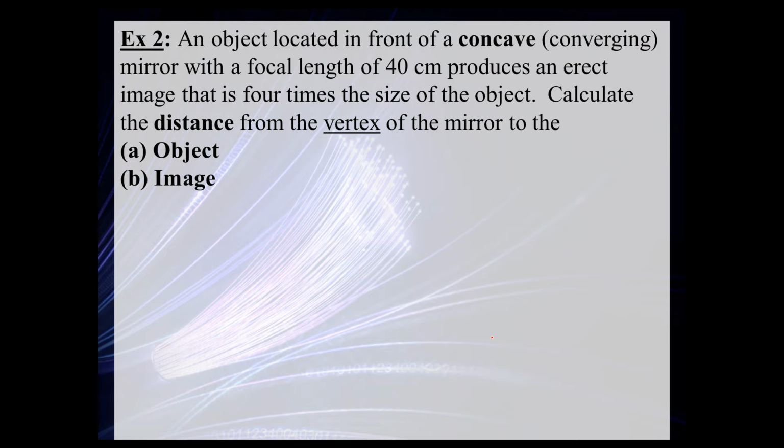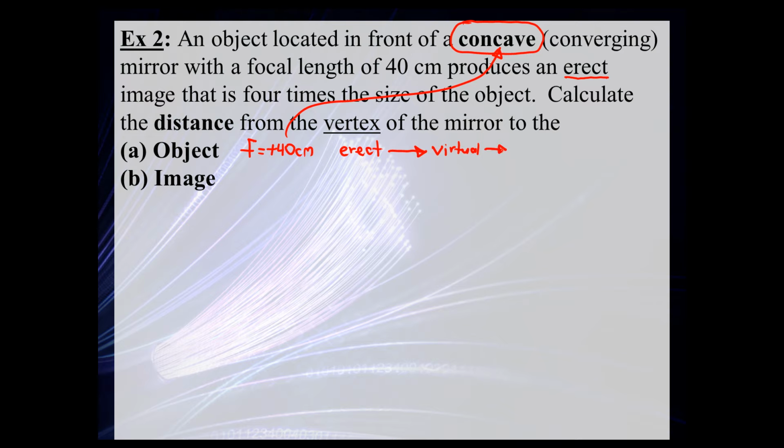Second example, I have an object located in front of a concave mirror with a focal length of 40 centimeters. Well, let's write that down immediately. So, focal length. Now, a concave mirror has a real focal point, so we're going to write down a positive in front of it. Now, it tells me it produces an erect image. It's very important the question tells me this. If your image is erect, what type of image must it be? Well, all erect images must be virtual.